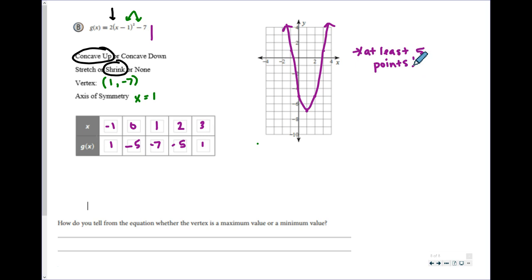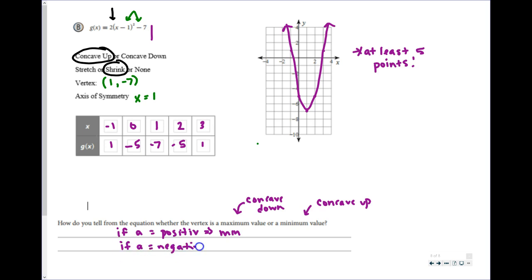And finally, this last question: how can you tell from an equation whether the vertex is a maximum or minimum value? Well, if a vertex is a maximum, then it's got to be concave down, right? And if a vertex is a minimum, then it's got to be concave up. And we get to tell that from the A value. So if A is positive, then it's going to be a minimum. If A is negative, it's going to be a maximum.